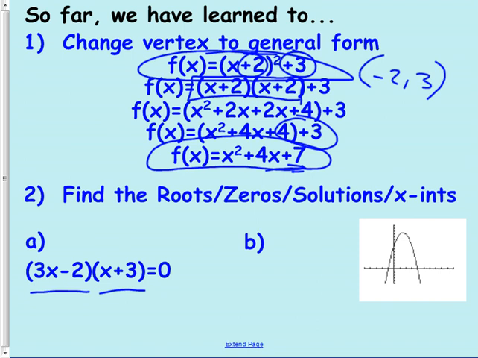First, outside, inside, last. Should be easy peasy. Turn it my way when you're done. I'm going to pause for a second while I gather those answers. 3x squared plus 7x minus 6.